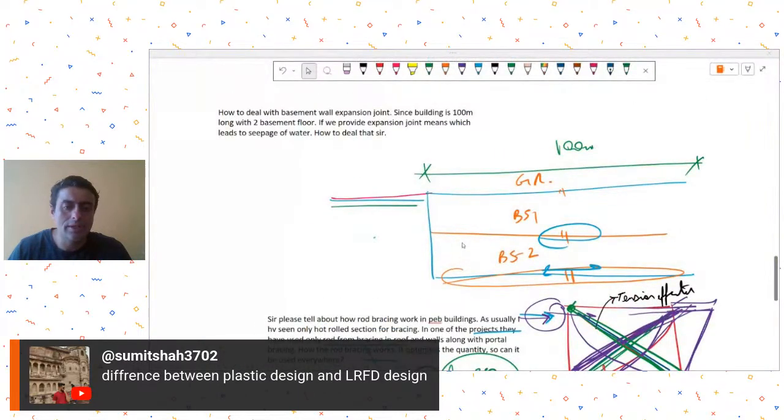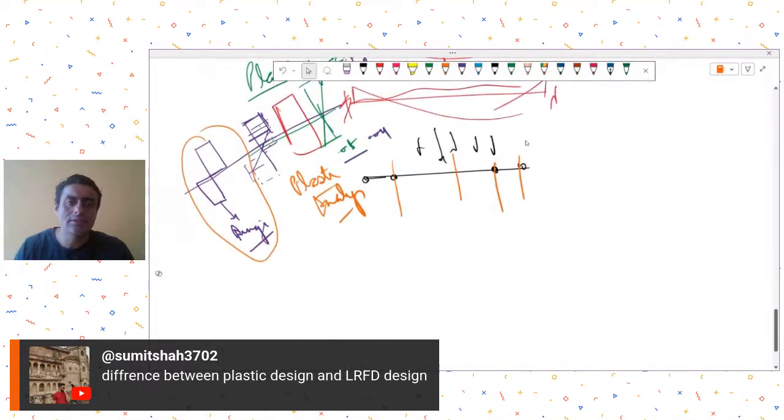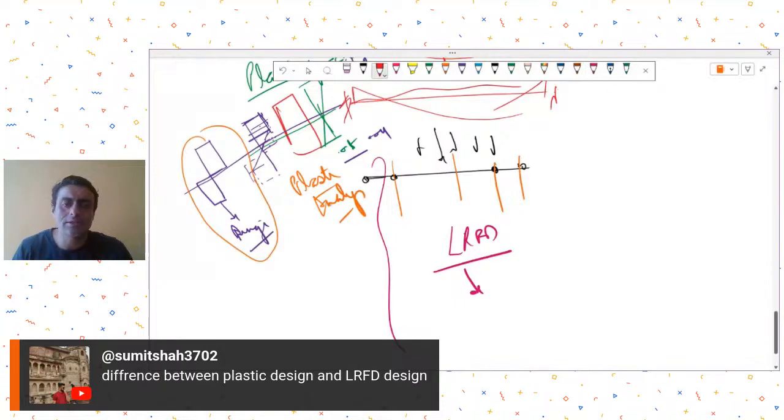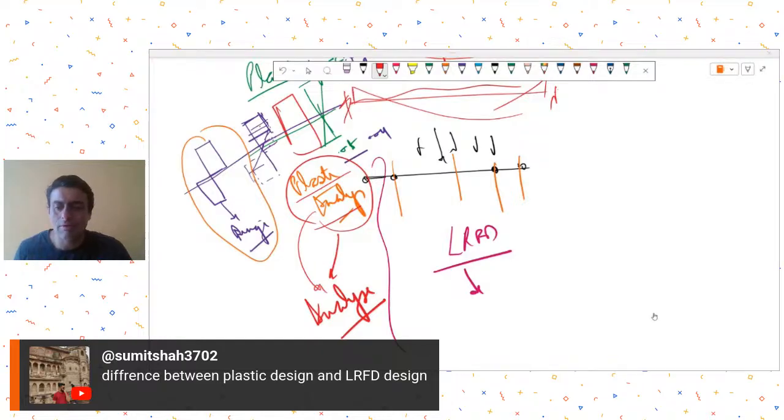Now what is the next question you have asked? What is LRFD? LRFD is a design approach. It's a completely different thing from plastic analysis. Plastic analysis is an analysis technique just to analyze our frame and see what level of loads it is able to resist.